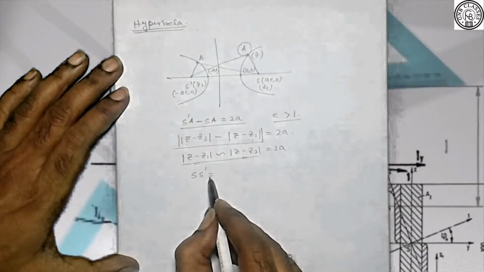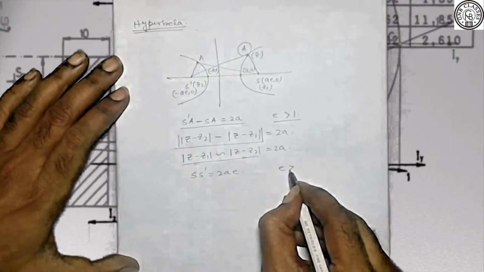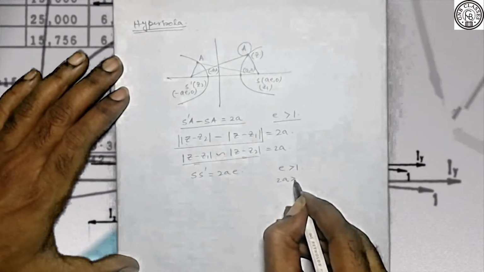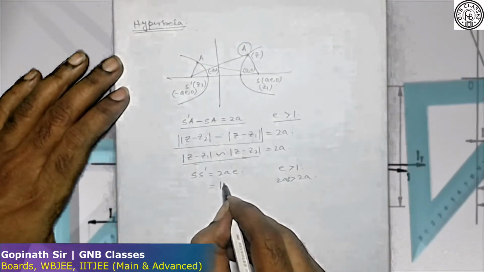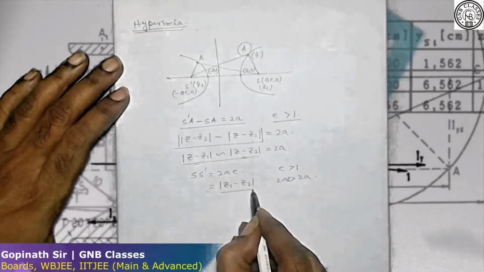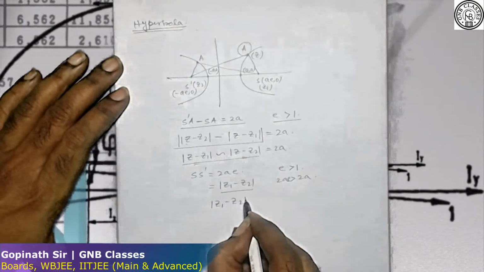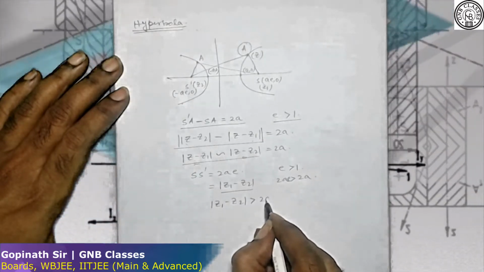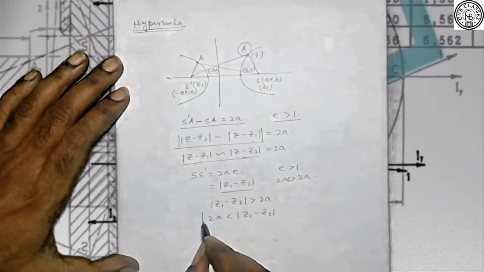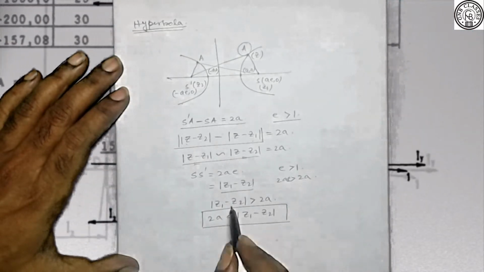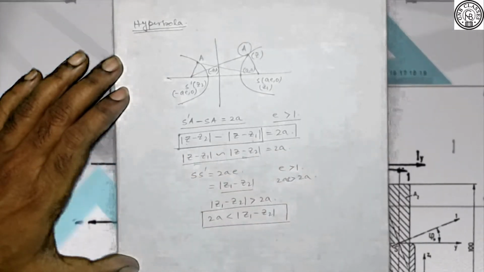What is the distance between S dash and S? It is basically the distance between the foci, which is 2AE. Now E is greater than 1, so 2AE is greater than 2A. Now 2AE is basically mod of Z1 minus Z2 because this is the distance between the foci. So we will say that mod of Z1 minus Z2 is greater than twice A, or else you can say 2A is less than mod of Z1 minus Z2, and that is the condition for which this equation will represent a hyperbola on a complex plane.